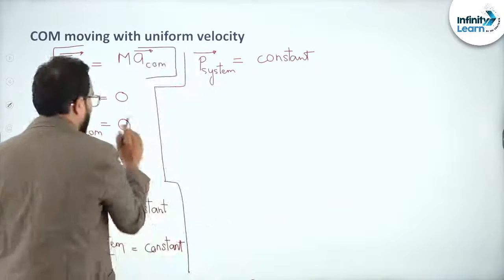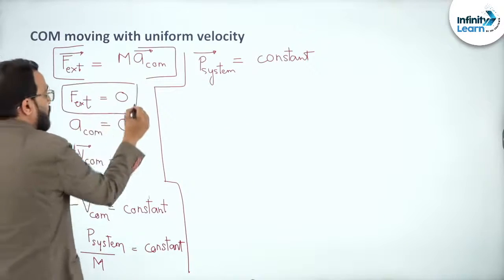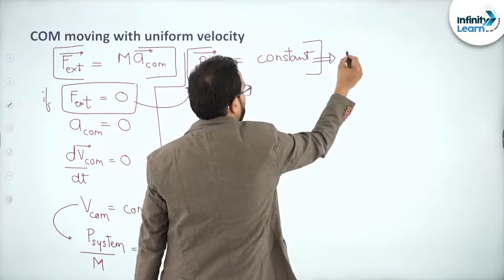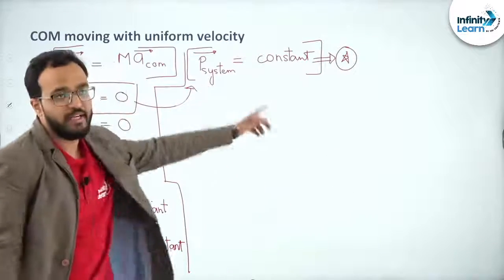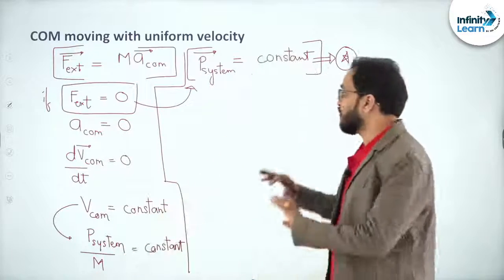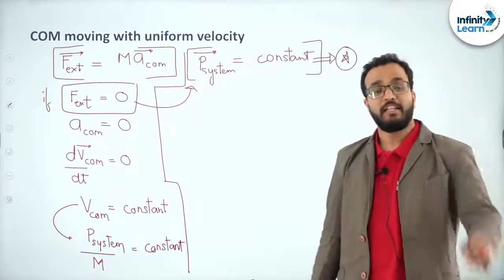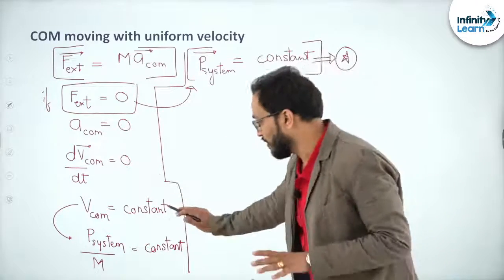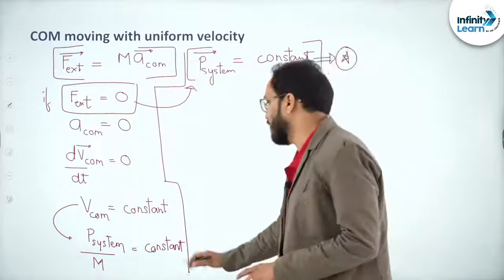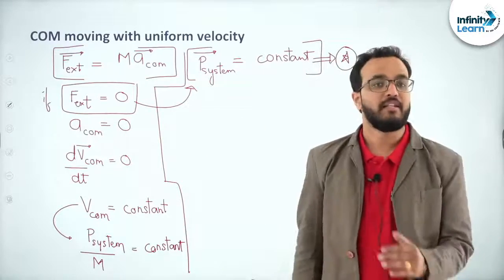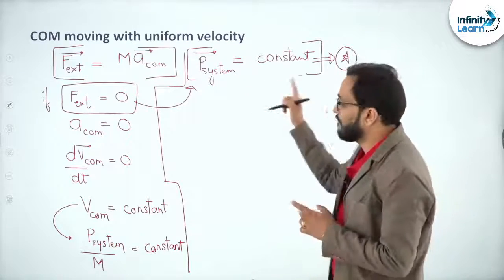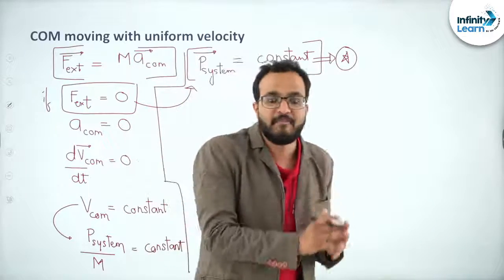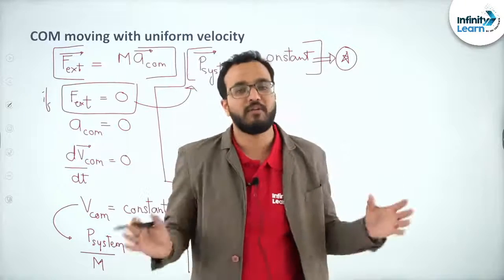That means if there is no external force, then this thing is true. Do you get it? So if there is no external force in the system, then its center of mass will not be accelerated, the velocity of the center of mass will be constant, and hence the momentum of the system will be constant, and hence the momentum will be conserved. Now, what do you mean by constant? It means the momentum before some event and the momentum after some event is going to be the same.